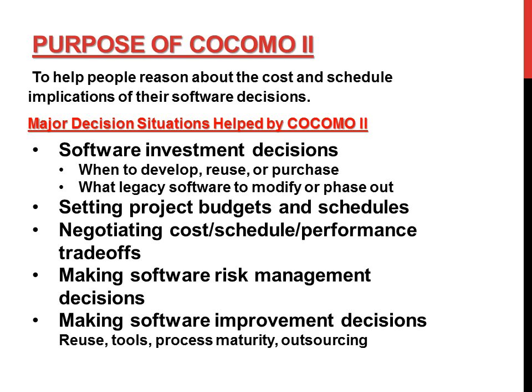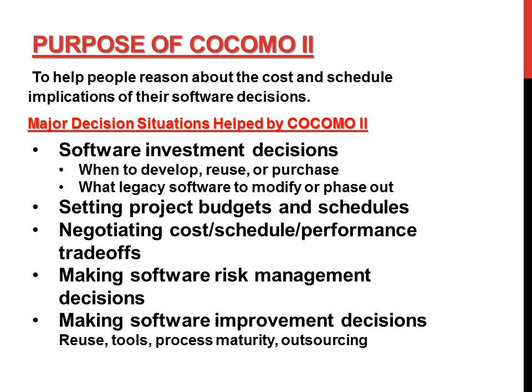And here the purpose of COCOMO 2 is mainly to help people reason about the cost and schedule implications of their software decisions. Major decision situations helped by COCOMO 2 are software investment decisions, such as when to develop, reuse or purchase, and what legacy software to modify or phase out; setting budgets and schedules; negotiating cost and schedule performance trade-offs; making software risk management decisions; and making software improvement decisions, such as reuse, tools, process maturity and outsourcing.